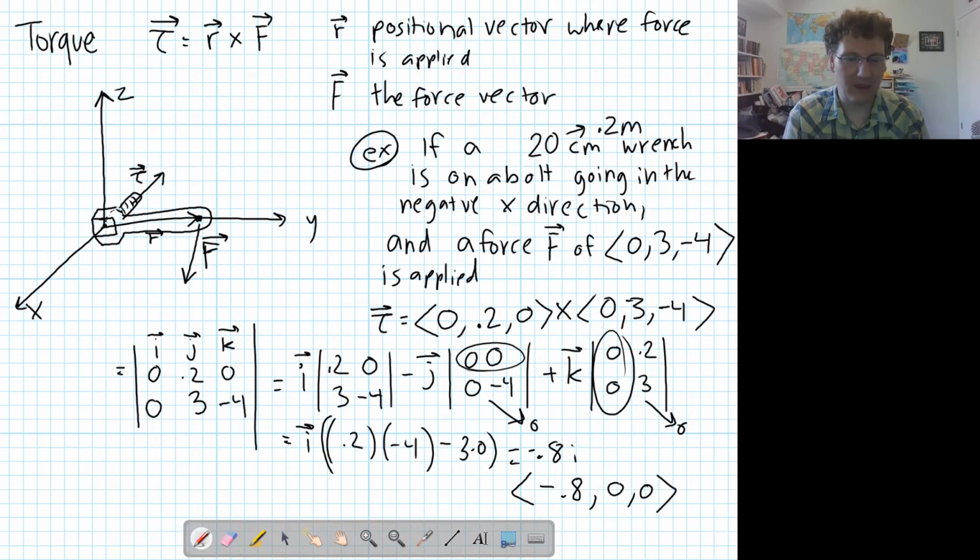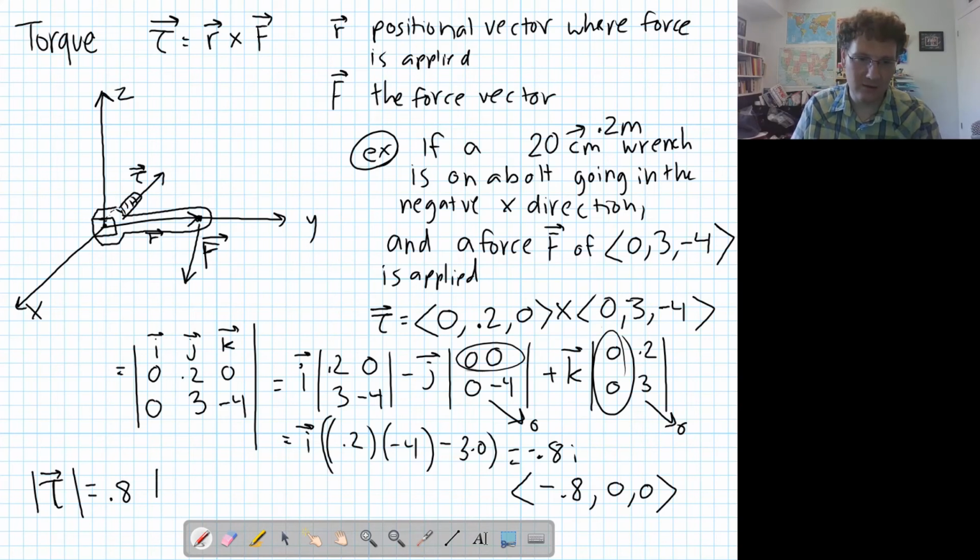I know I'm trying to do the right hand rule in my mind, but this is like the righty-tighty rule, right? This is not the amount of torque, but the torque vector. The amount of torque is simply the magnitude of this vector, which comes out to be 0.8 newton meters. So this is an application of torque.